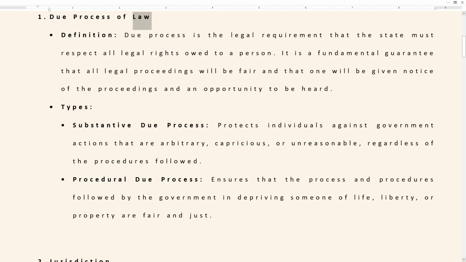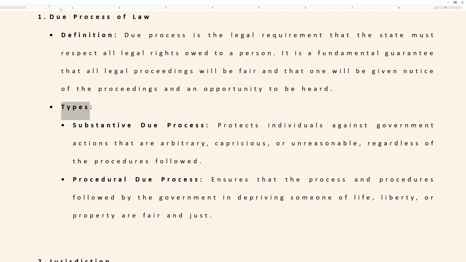Due process of law. Definition: due process is the legal requirement that the state must respect all legal rights owed to a person. It is a fundamental guarantee that all legal proceedings will be fair and that one will be given notice of the proceedings and an opportunity to be heard.